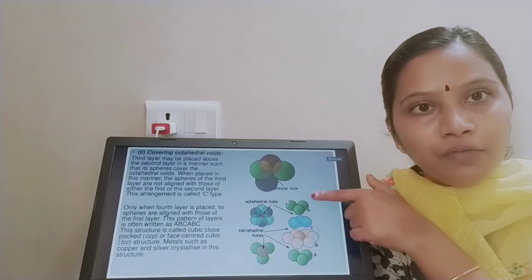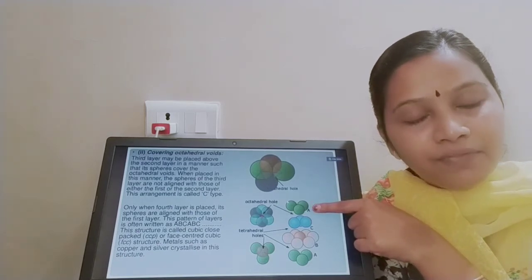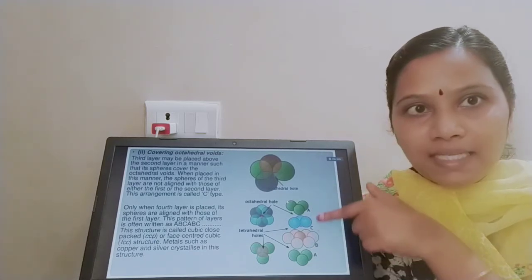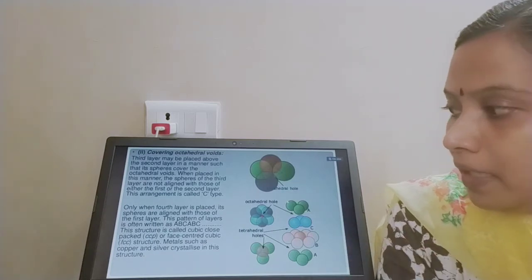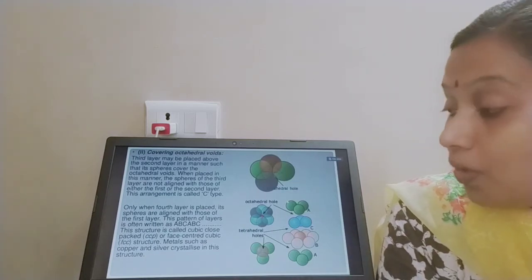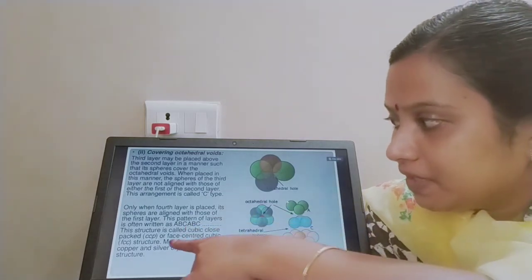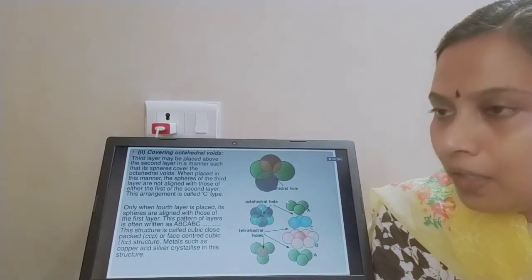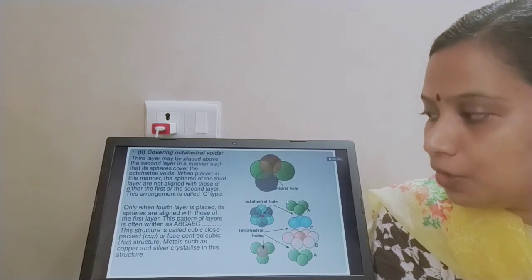Now I am bringing the fourth layer. The fourth layer is nothing but A. This fourth layer will exactly align with A. So now the pattern follows as ABCABC. Okay children, now this structure is called closed packed structure or face centered cubic closed structure, that is CCP or FCC. What is CCP? Cubic closed packed structure. And FCC is face centered cubic closed packing.